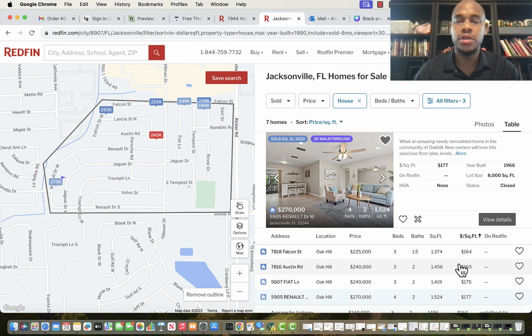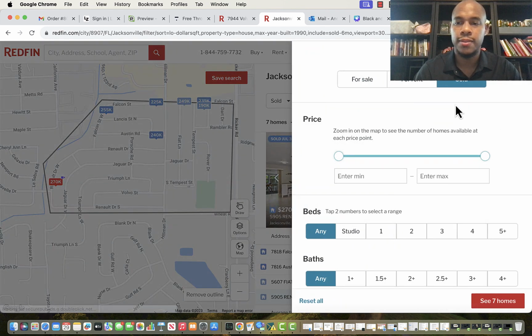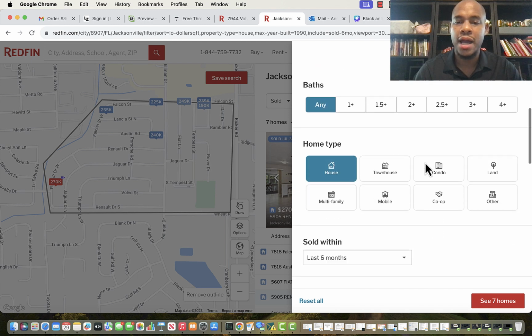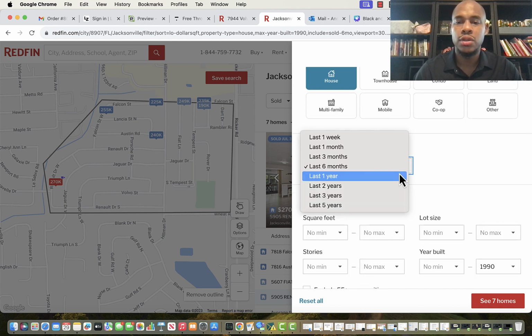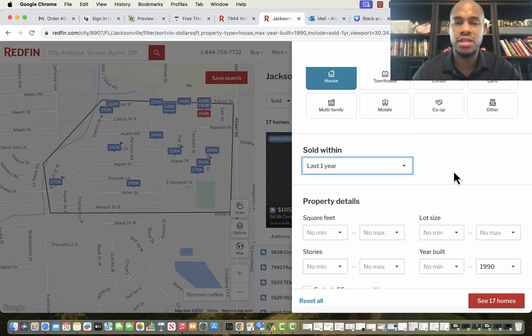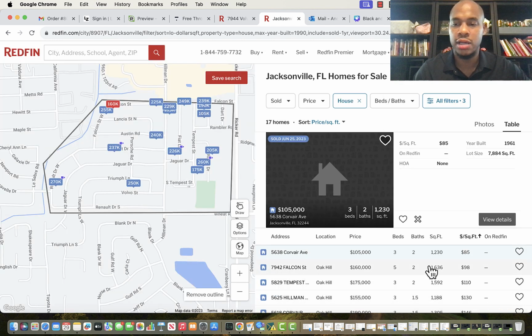Now, the first thing I would do, I would go back to my filters, and instead of last 6 months, I would go back now to the last year. Let's go back a year, last 12 months. See if we can get more data, right? More data, more comps for that big home. So now that gives us 17 homes to work with instead of 7. Let's see what that does.